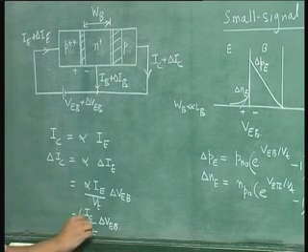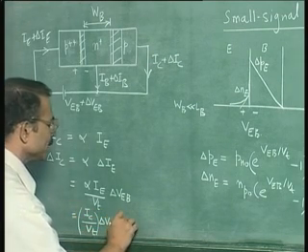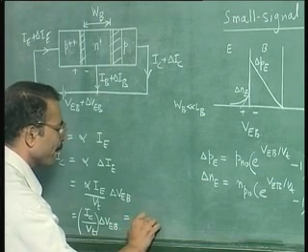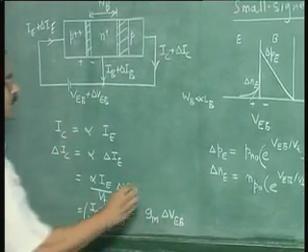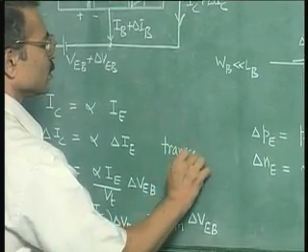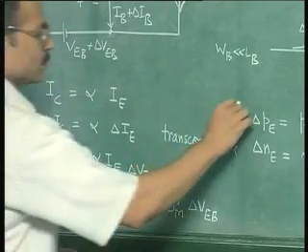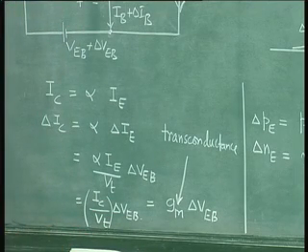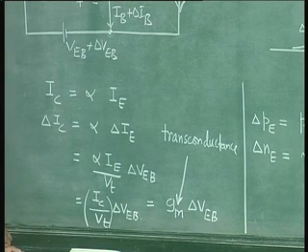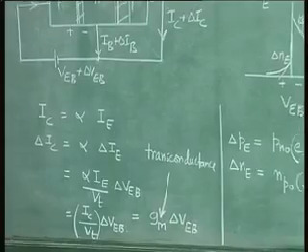This term IC by VT has dimensions of 1 by resistance or conductance. And therefore, we can represent this using a symbol GM. And we can write this as GM delta VEB. This GM is called the transconductance. So that is a relation between the increment in the collector current and the increment in the emitter base voltage. Now let us see how this increment in the collector current can be used for purposes of amplification.